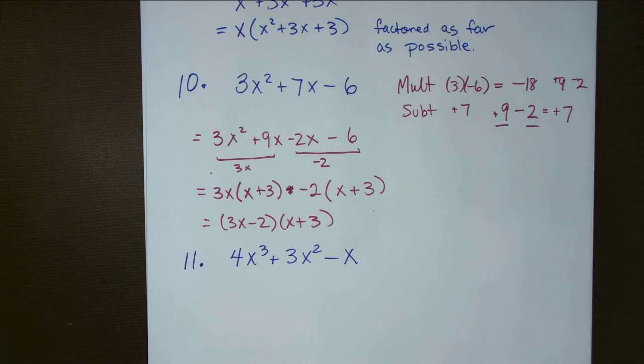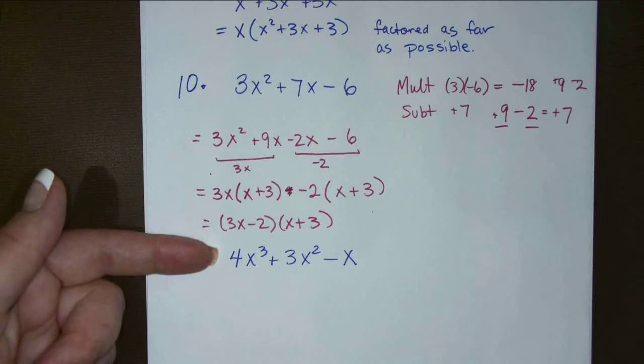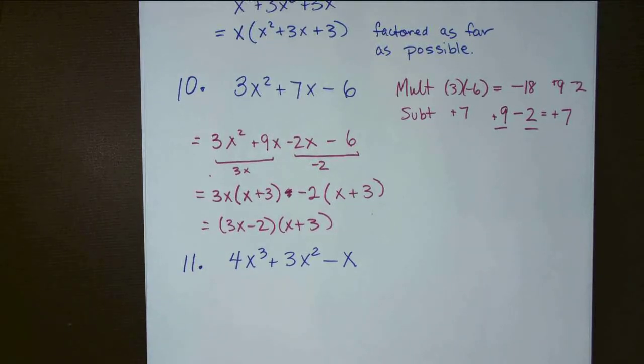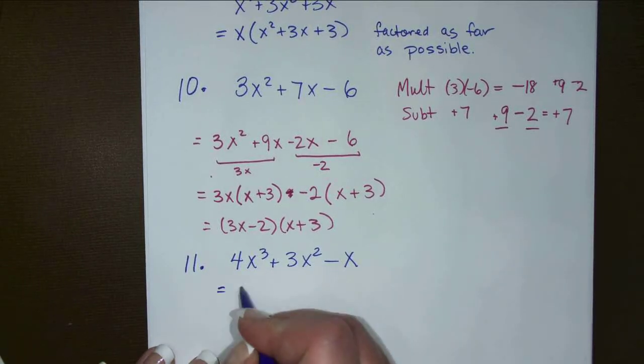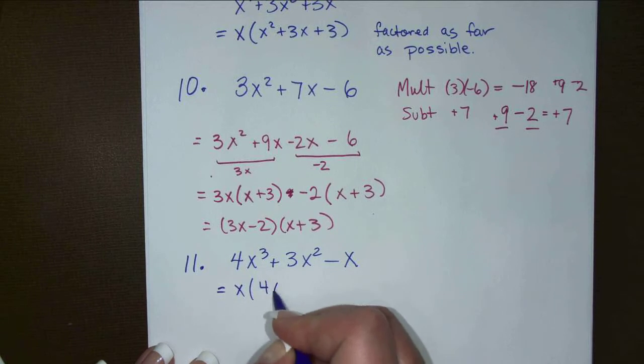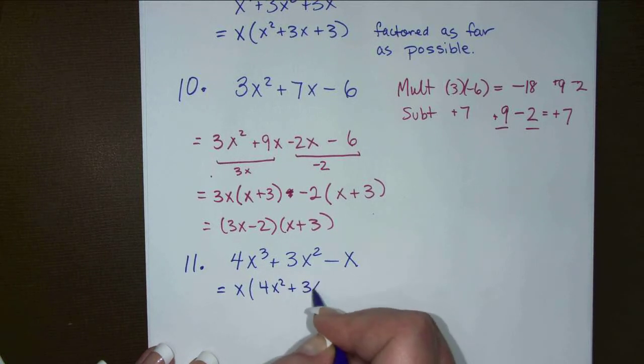So that being said, anytime you see an x cubed, there is a common factor that comes out, or an x to the 4 or an x to the 5, okay? So there's not a special way that we're factoring those. If you see an x cubed, a common factor will come out. So what is the common factor of this one? X. So we have 4x squared plus 3x minus 1.